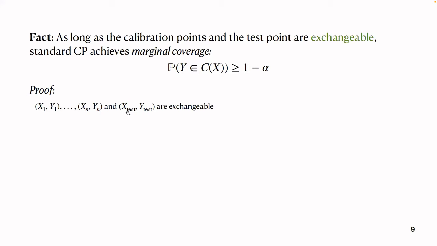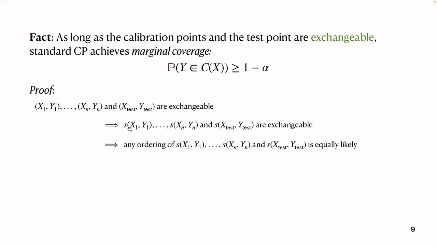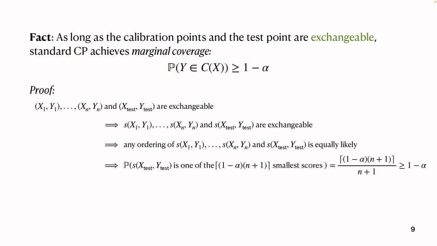So this assumption that our test points are exchangeable implies that when we apply our score function to our test points, those scores will also be exchangeable. And by definition of exchangeability, any ordering of those scores is equally likely. So in particular, for the conformal score of the test point, the probability that it is one of the m smallest scores is equal to m over n plus 1. And in this case, we pick a special value of m that's equal to that value here.